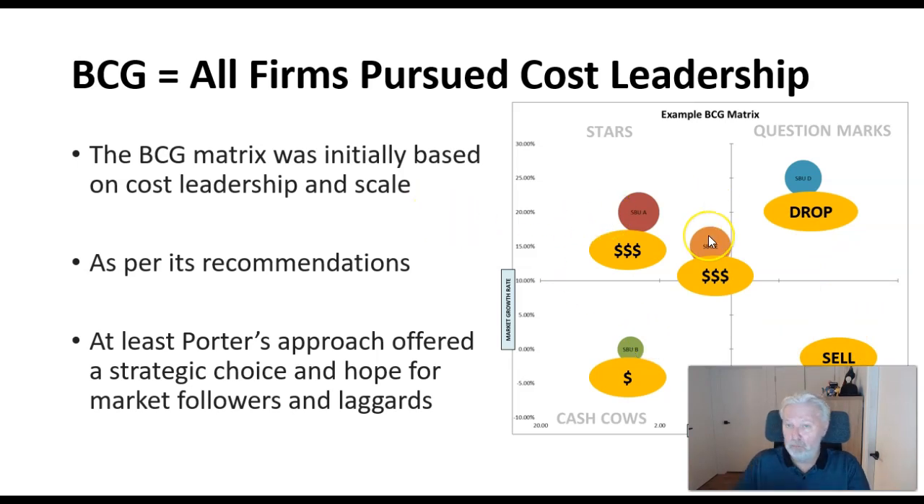So BCG was pretty straightforward. These are in, invest, these are out. However, with Porter's model, at least it says, okay, these players, if we differentiate, we can still be successful. So it still offered some hope for the followers and the laggers, unlike the BCG matrix, which was a little bit more clear cut. We should move these out of our portfolio. But keep in mind, the BCG matrix was developed for large companies with lots of portfolios. So selling off a couple of minor ones is probably not as significant for them at that time.